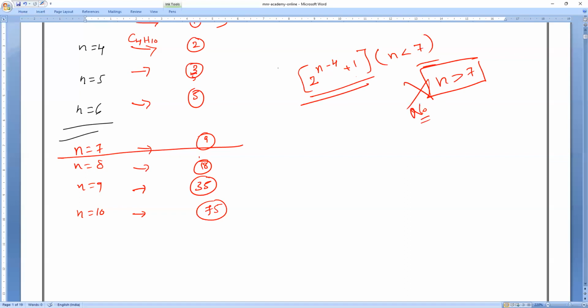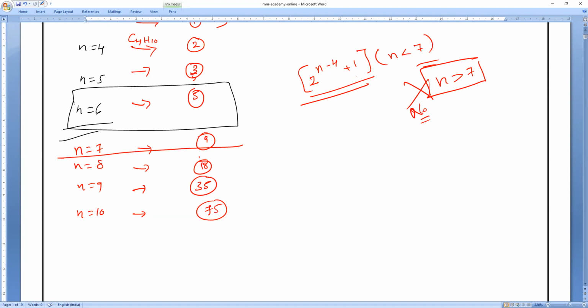So now I think up to n equals 5 we have done. n equals 5 completed. So now n equals 6 alone, we will finish it. And then we will go to the isomers of other things. So all of you write it next.